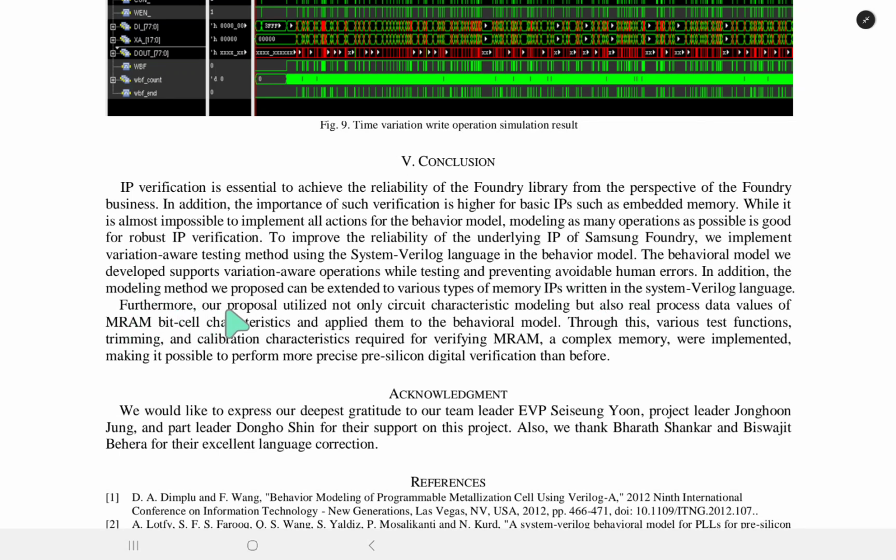Furthermore, our proposal utilizes not only circuit characteristics modeling, but also real process data values of MRAM bit cell characteristics, and applies them to the behavior model. Through this, various test functions, timing, trimming, and calibration characteristics required for verifying MRAM, a complex memory, were implemented, making it possible to perform more precise pre-silicon digital verification than before.